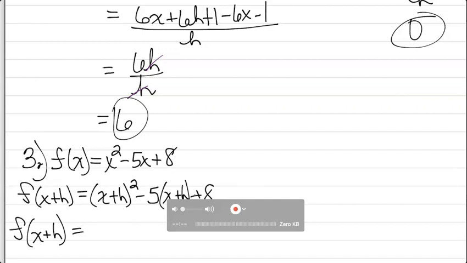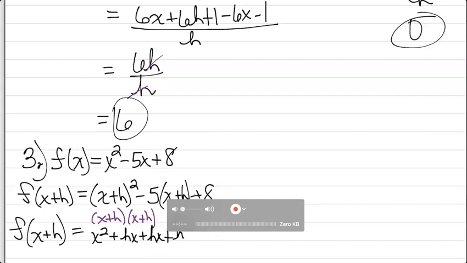We can take it on the side to keep things nice and neat, or we can take care of it in the problem. I'm going to take care of it in the problem. Remember that x plus h whole thing squared means to write that x plus h down twice and multiply it out. When I do that, I obtain x squared plus hx plus hx plus h squared.